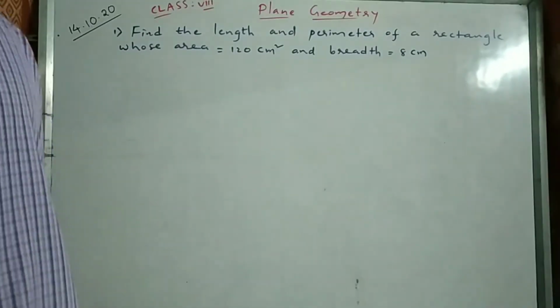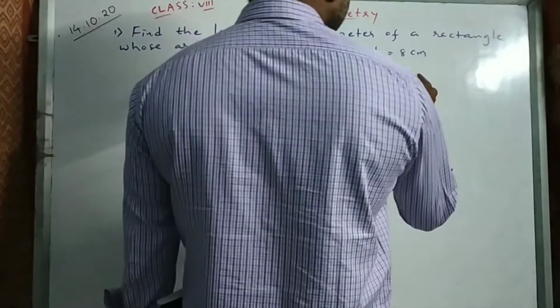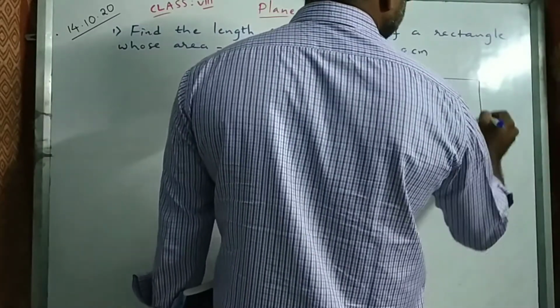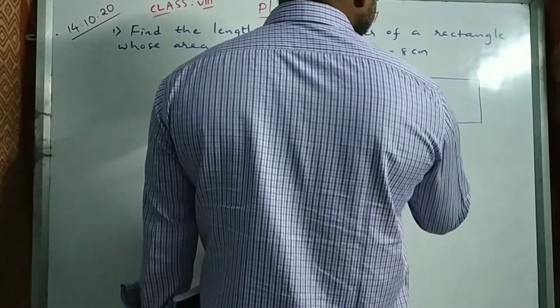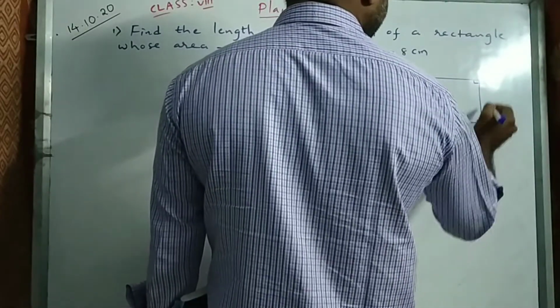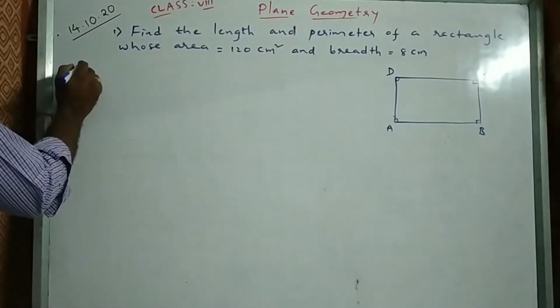Okay. So regarding rectangle, this problem belongs to rectangle, right? Draw the rectangle. Opposite sides are equal and each angle is 90 degrees. So this is A, B, C, D, a rectangle. We are given breadth here.